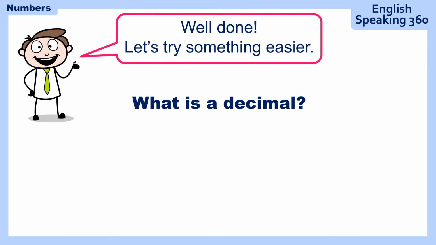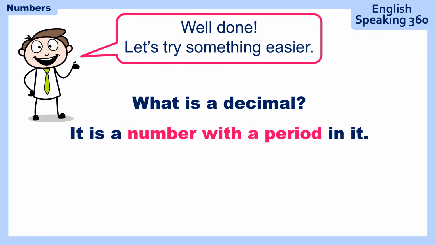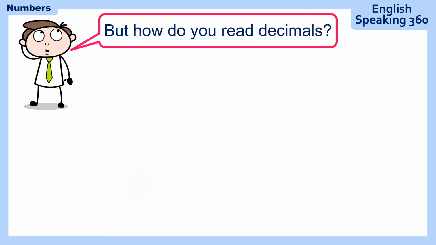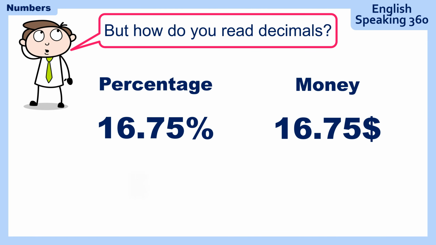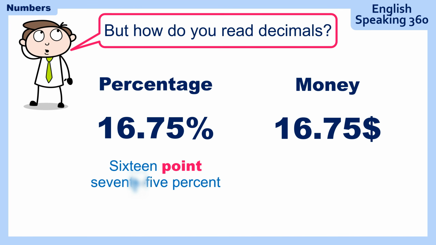What is a decimal? A decimal is a number with a period in it. For example, this number right here, it has a period, so it is a decimal number. But how do you read decimals? You have to be aware that we use decimals for percentage and also for money. So for example, the first one, you would say 16.75%. We say point for the decimal.